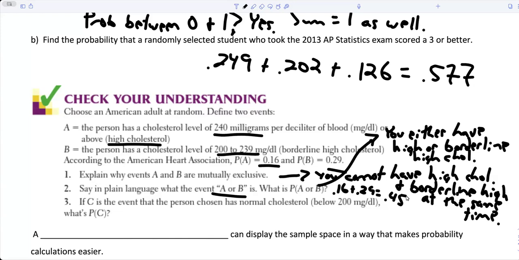Well, if C is the event that the person chosen has normal cholesterol below 200, what is the probability of C? How would we find that? 1 minus 0.45, which is 55%. And so this is an example of, what rule is this? Complement rule.